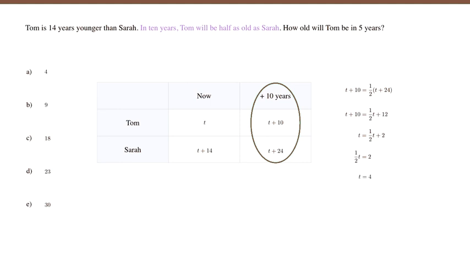Now again, t equals 4 represents Tom's current age. Right now he's 4 years old, but we want to determine his age in 5 years. So we'll add 5 and we'll arrive at an answer of 9. So in 5 years, Tom will be 9 years old.